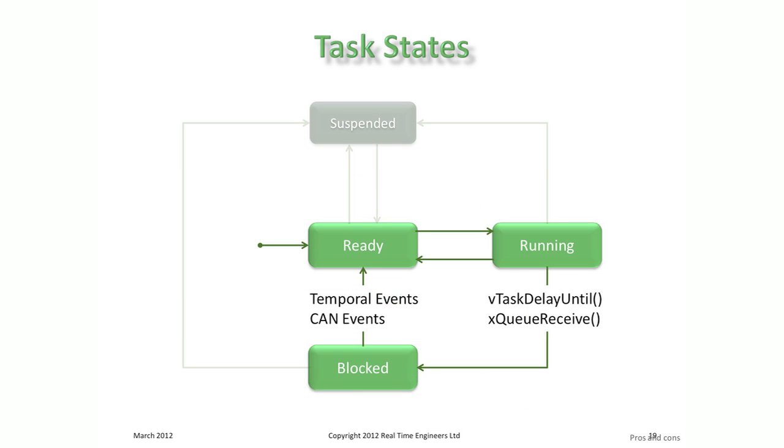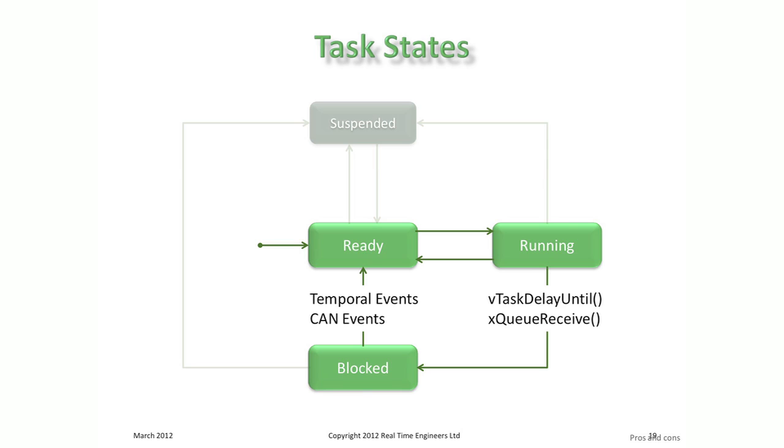Just check the time. So going back to our task states, what's happening here is it's in the ready state. It runs. It says, I want to delay until a time, so it goes into the block state. That timing event occurs, so it moves into the ready state. It's the high priority task because it's doing the motor control, so we'll assume it's the motor control.